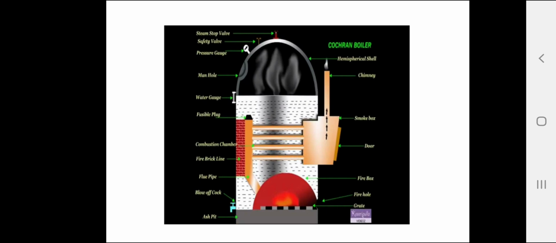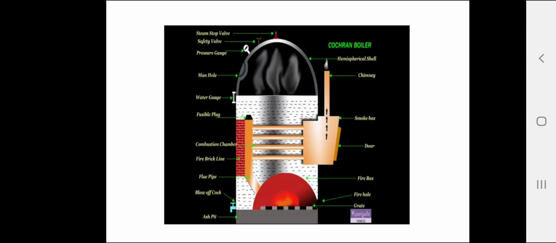Then there is the flue pipe, from which the hot flue gases move and pass through the boiler. Fire brick is there, acting as insulation to retain the temperature. The horizontal pipes you can see are the fire tubes, and the surrounding is water. The total system, this furnace and all these pipes, is surrounded by a dotted line. You can see that is water.